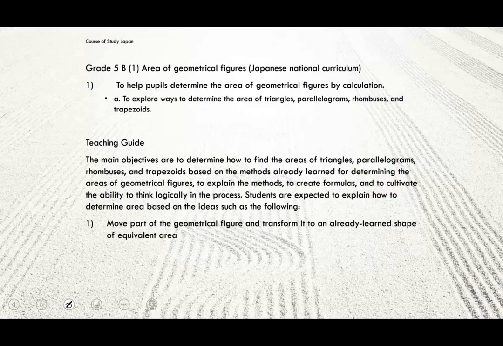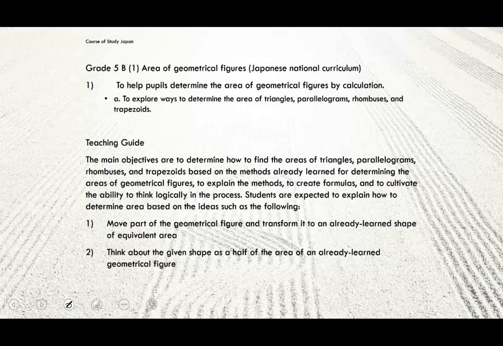1. Move a part of the geometric figure and transform it into an already learned shape of equivalent area. So what is the already learned shape? At this moment, they are the rectangle and square. After they learn the parallelogram, they want to use the parallelogram formula to find various areas. So how you apply prior learning to a new situation is one of the big emphases.